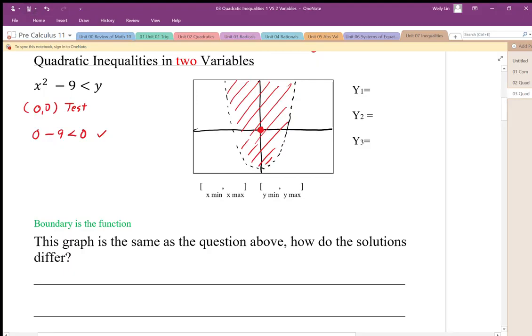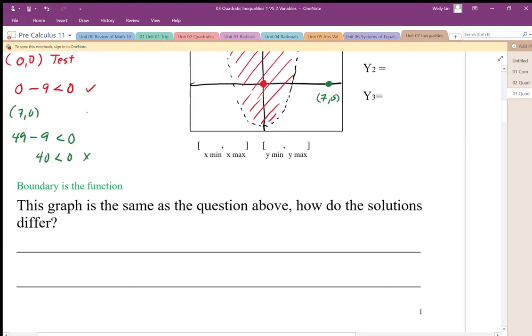0, 0 is actually a very good test, but let's say we tested 7, 0. Y is 7 and x is 0. So let's test that. Sorry, y is 0, x is 7. So it's going to be 49 minus 9, so is 40 less than 0? No. We can see that it's outside of our boundary area.